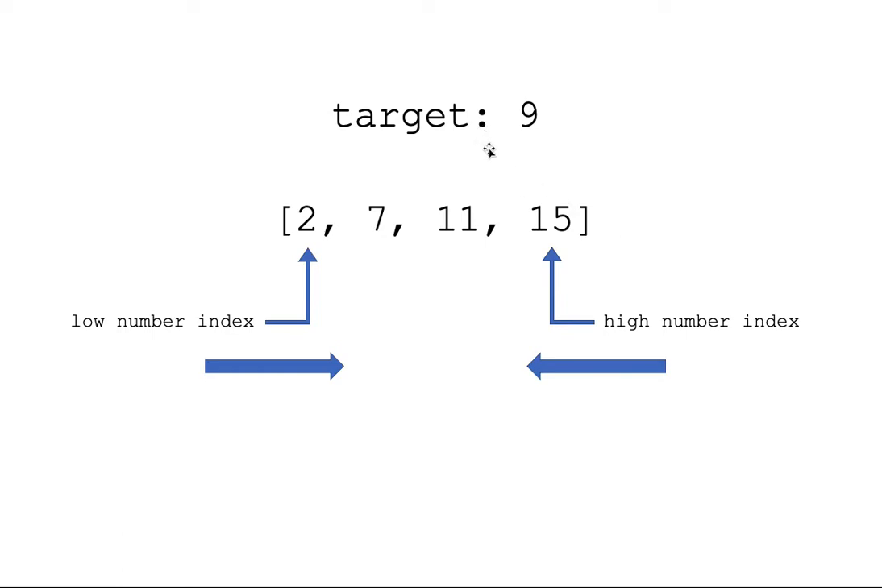And if they sum up to be exactly the target, then we achieve our solution and we return the two indexes. But if the sum is lower than the target, then we want to increase the sum, and to do that, we want to increase the low index one step at a time. And if the sum is greater than the target, we want to decrease the sum. To do that, we will decrease the high index one step at a time.